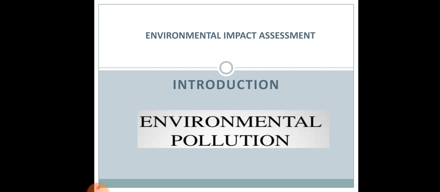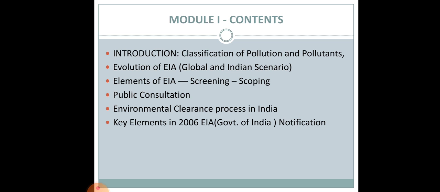Yesterday during the Google Meet I gave you a brief idea on what is environmental impact assessment. In this subject we have 6 modules like all other subjects, and in the first module these are the topics that will be covered: introduction or classification of pollution and pollutants, evolution of the EIA, elements of EIA, public consultation, environmental clearance process in India, and the key elements in the 2006 EIA notification.